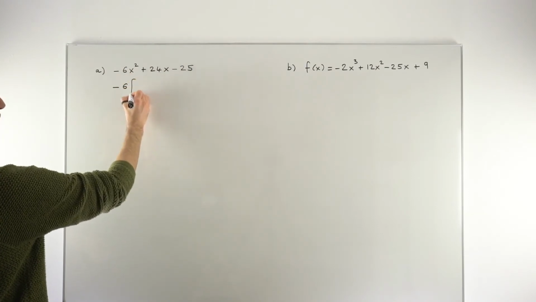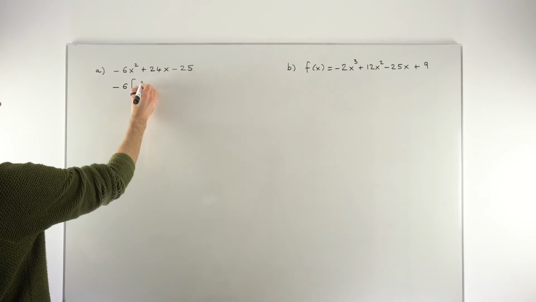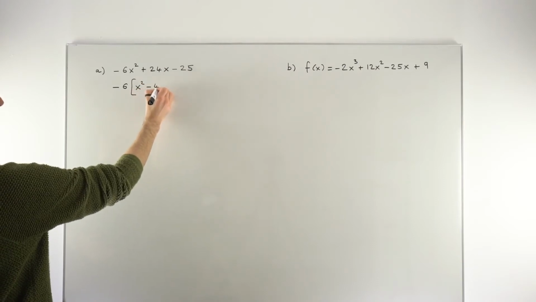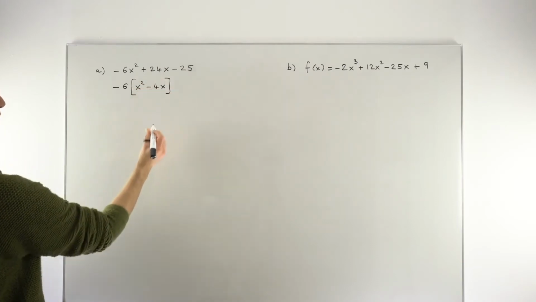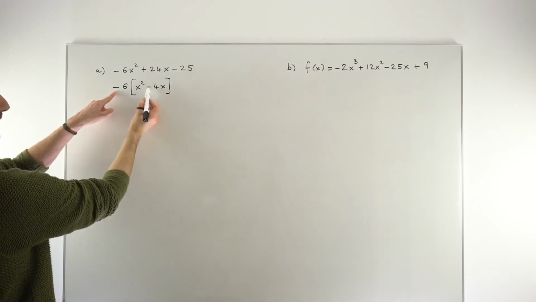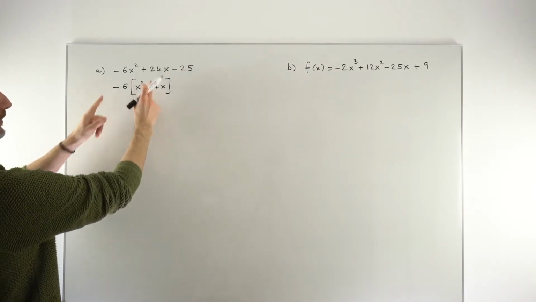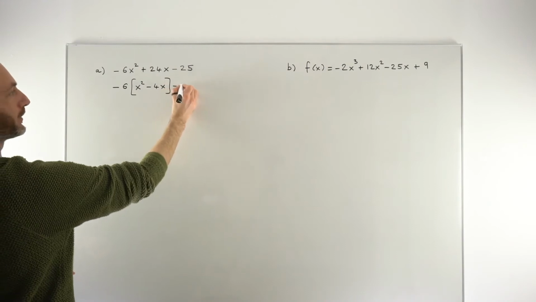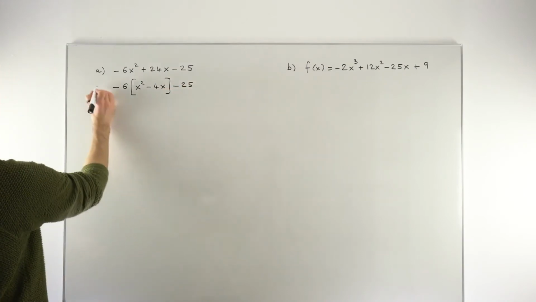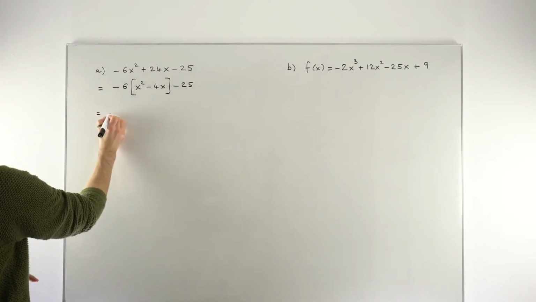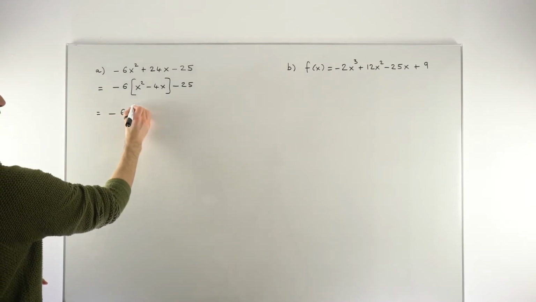You probably want to use a square bracket for this. So this would then be x squared minus 4x inside. Be careful with that, because negative 6 times negative 4x would be positive 24x. And just leave the negative 25 on the end there. Okay, so that's not completing the square, that is just pulling out a common factor.